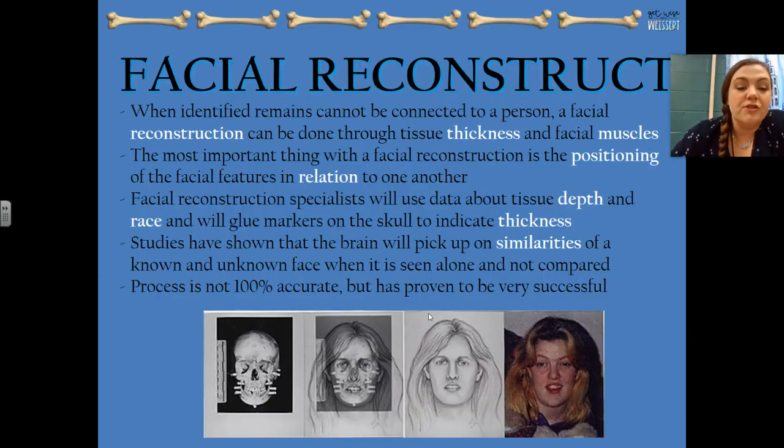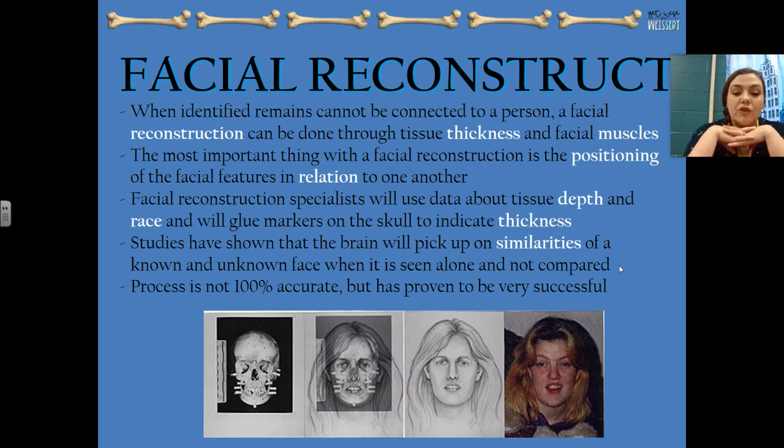Okay, so facial reconstruction. When identifying remains cannot be connected to a person, a facial reconstruction can be done through tissue thickness and facial muscles. The most important thing with a facial reconstruction is the positioning of the facial features in relation to one another. So facial reconstruction specialists will use data about tissue depth, like the average thicknesses in these parts of our faces based on what race we think they are. And we'll glue little markers on the skull to that thickness, and then put clay on top of that thickness and start forming the face.